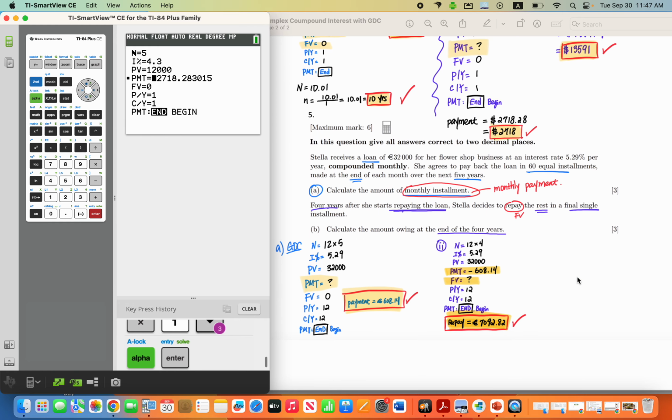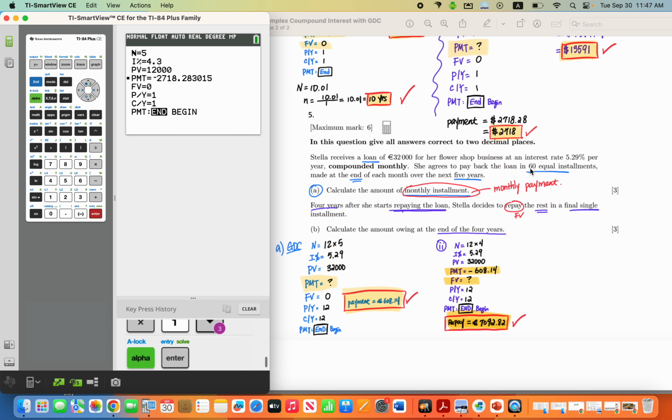So let's do another loan problem. So, you see, it's a loan problem. The future value is equal to 0. All right, I got this money right now, so the present value will be positive 32,000. I have an interest rate, compounded monthly, so K equals 12. She agrees to pay back the loan in 60 equal installments. That means what? 60.